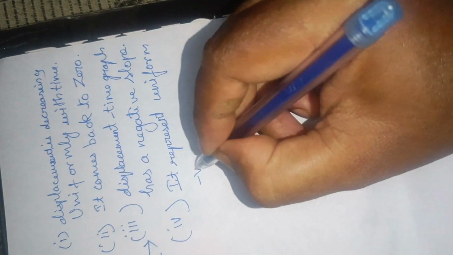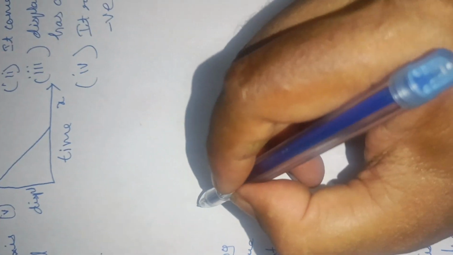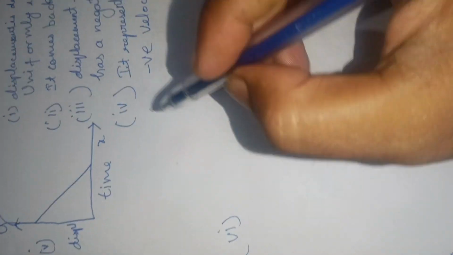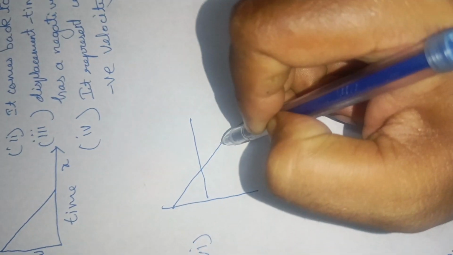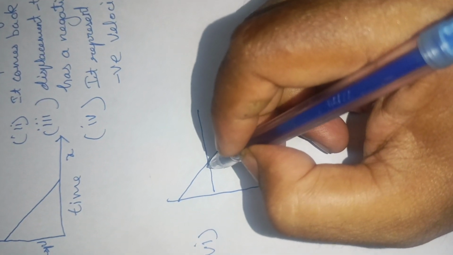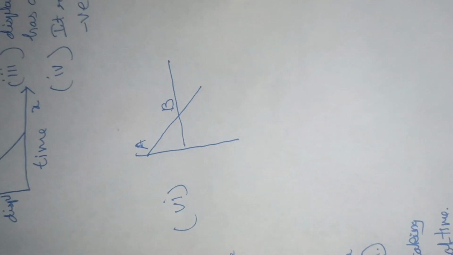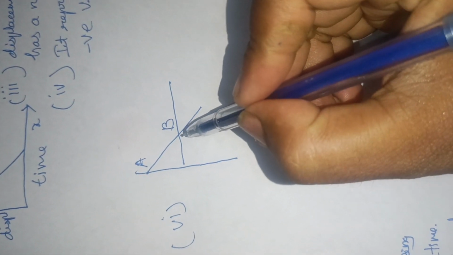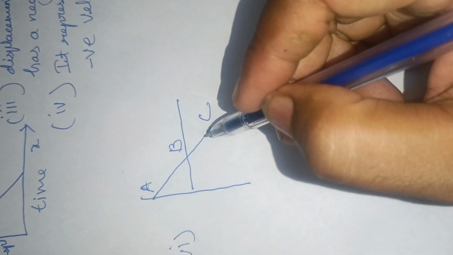Uniform negative velocity. So these are all the points we have to discuss for this type of graph. And the last but not the least, this is the last graph we are going to discuss in today's session. The graph behavior will be like this. This is one segment of the graph, from A to B. A to B means it is in decreasing order, and it reaches B. B means it reaches 0, and beyond that it travels to C. So let us see the points there.